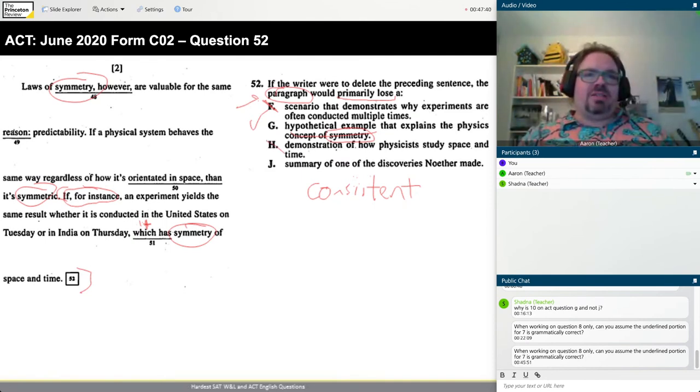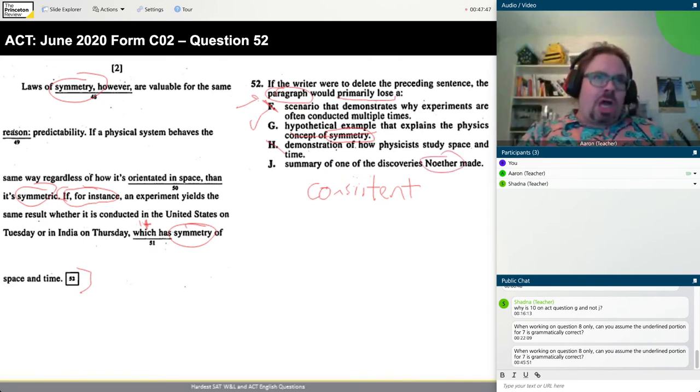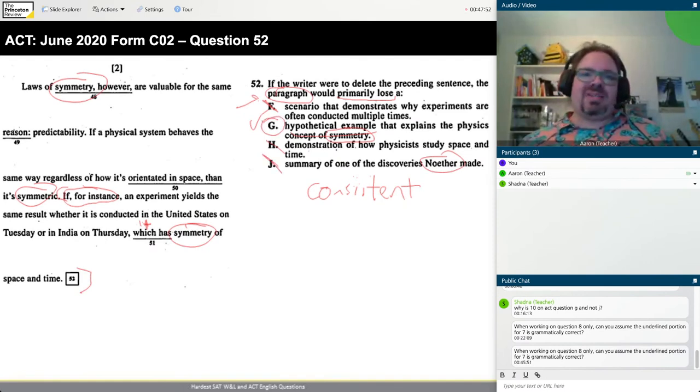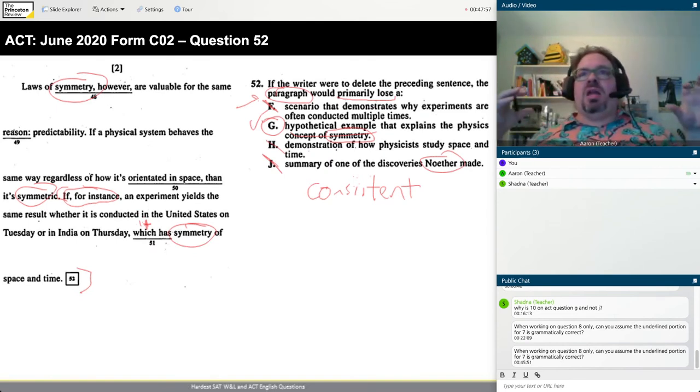Summary of one of the studies Noether made. Well, Noether's not anywhere here. He's elsewhere in the passage. But not here. Not consistent with either the sentence or the paragraph. And so when it comes to editor questions, it's easy to get too laser focused on the specific sentence, for instance, when the question explicitly calls out other parts that we care about. Make sure you're reading carefully for the scope for these questions in order to make sure that you can be consistent and answer the question correctly.